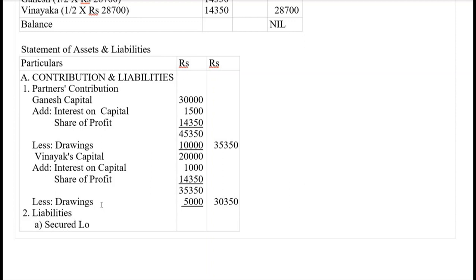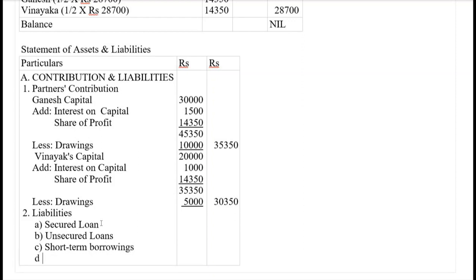So in this problem we don't have any secured loans. So next one here B, unsecured loans. Then even we don't have any unsecured loans. Then C, short-term borrowings. Even we don't have short-term borrowings in the problem. Then we have trade payables. Here there are creditors which is given in the problem. So that is given as rupees 60,000 here.